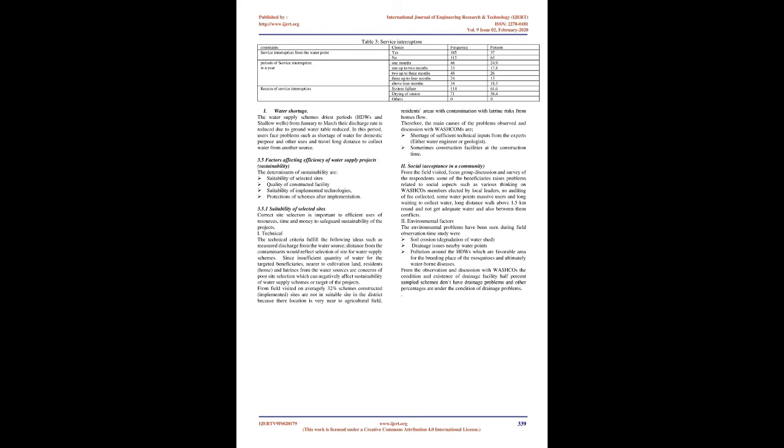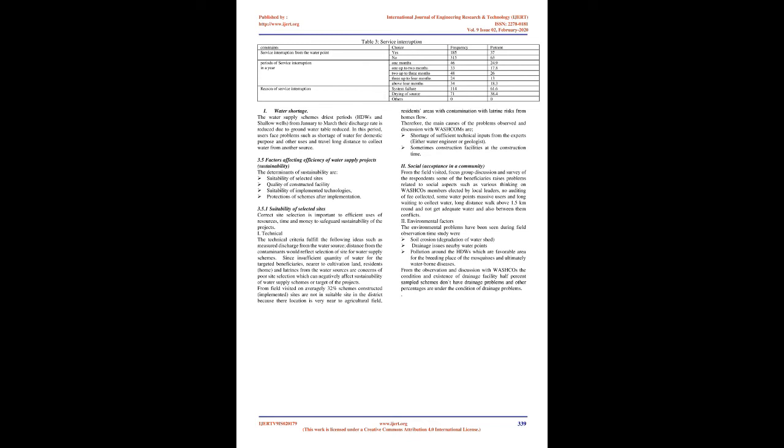Technical. The technical criteria include ideas such as measured discharge from the water source and distance from contaminants, which would reflect the selection of a site for water supply schemes. Insufficient quantity of water for the targeted beneficiaries, and nearness of cultivation land, residences, and latrines to the water sources are concerns of poor site selection, which can negatively affect sustainability of water supply schemes or the targets of the projects. From the field visits, on average 32% of schemes constructed are not on suitable sites in the district because their location is very near to agricultural fields and residence areas, with contamination risks from latrines and home flow.